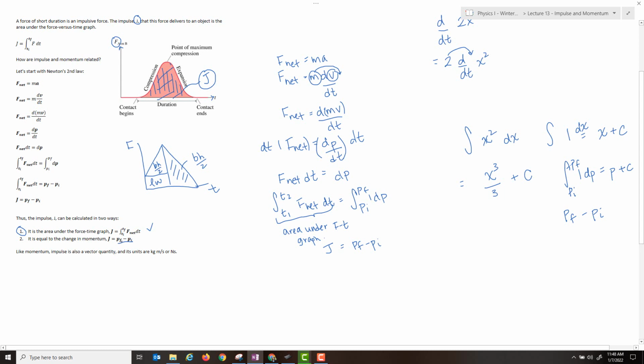All right, so same units, but they can also be written as newton seconds, and that's the more common way that we see it, because it's the area under a force-time graph. The unit for force is newtons, the unit for time is seconds. When you're finding the area, you're really just multiplying those units together to get newton seconds. Okay, so those are the two ways that you can find the impulse, J.